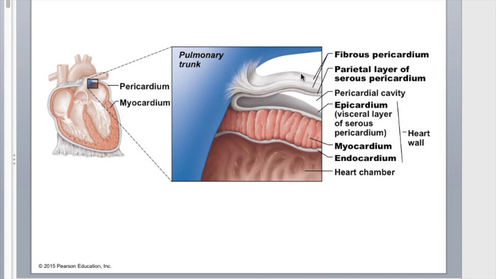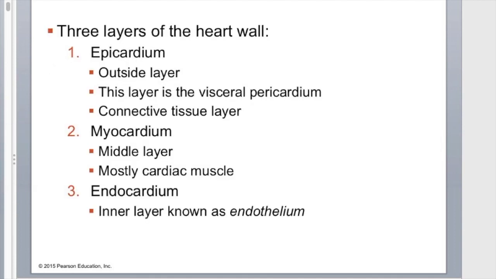Three layers: fibrous, parietal layer of the serous pericardium, visceral layer of the serous pericardium. In this space here, you have serous fluid. That fluid allows for cushioning. It also allows for lubrication for the heart to move against other tissues without damaging itself.